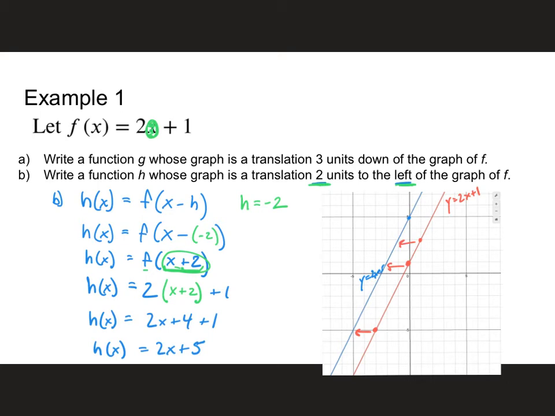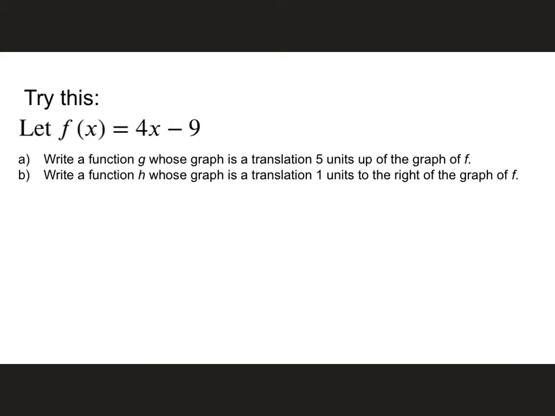All right. So right now I want you to pause the video. This can be a little tricky, so I want you to pause the video right now and give this problem a try. Let f of x equal 4x minus 9, and I'd like you to write a function g that is the translation 5 units up, and the function h, which is 1 unit to the right.